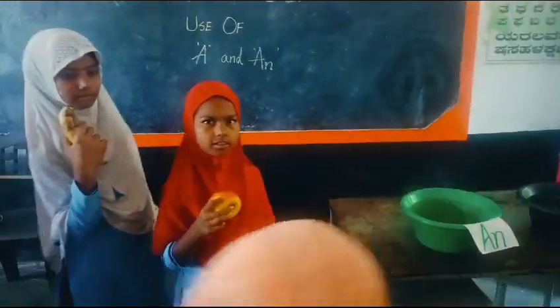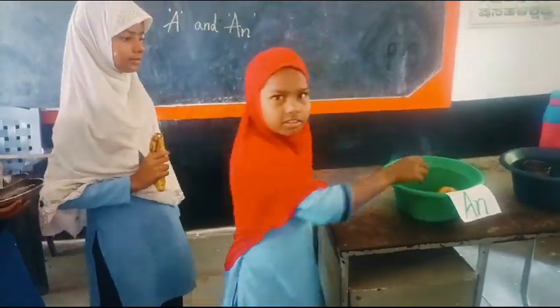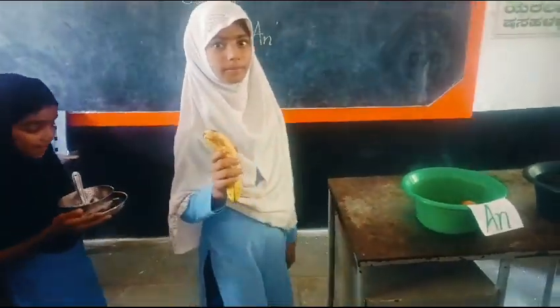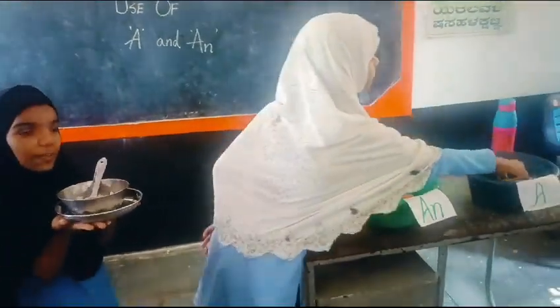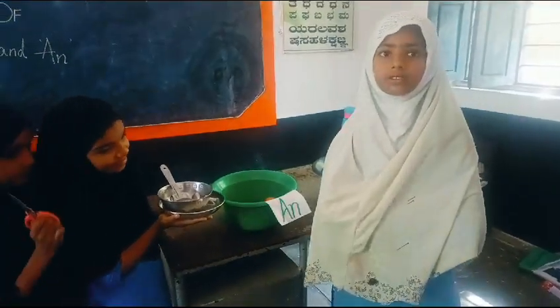Yes, good. What is this? Apple. And apple. Why are you putting it in an box? Because A is a vowel. Yes. What is this? Banana. A banana. Why are you putting it in a box? Because B is not a vowel.